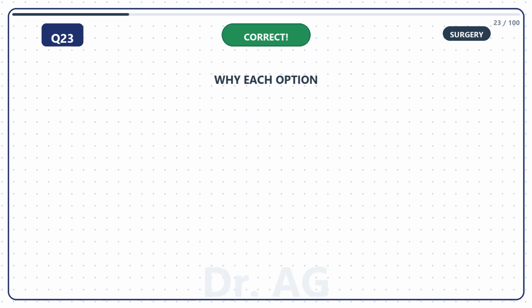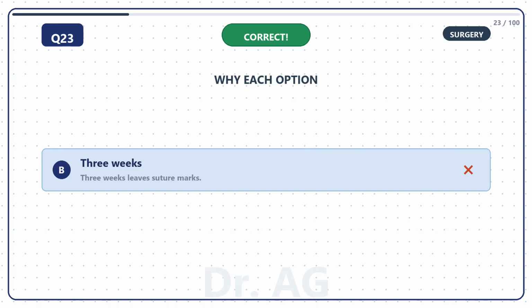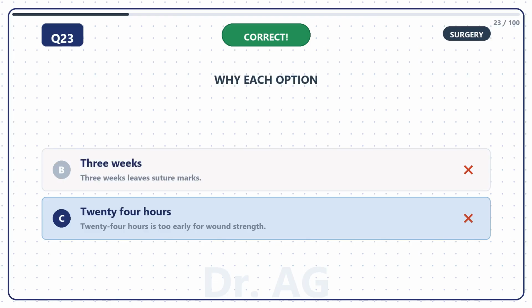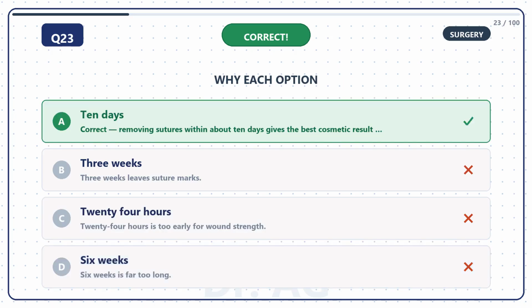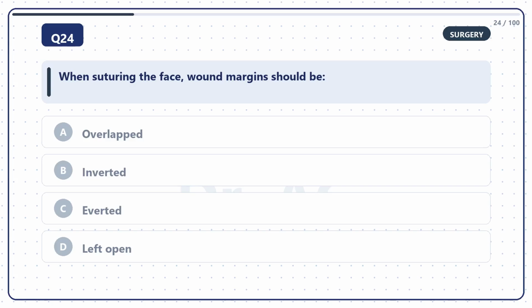Let's go through the options. 3 weeks. 3 weeks leaves suture marks. 24 hours. 24 hours is too early for wound strength. 6 weeks. 6 weeks is far too long. And the correct answer is 10 days. Correct. Removing sutures within about 10 days gives the best cosmetic result, facial sutures sooner. So, the right answer is option A. 10 days.